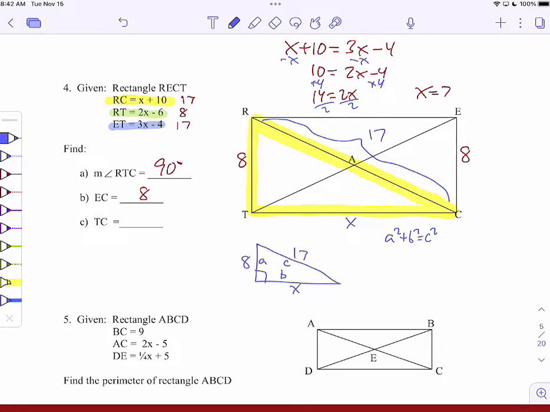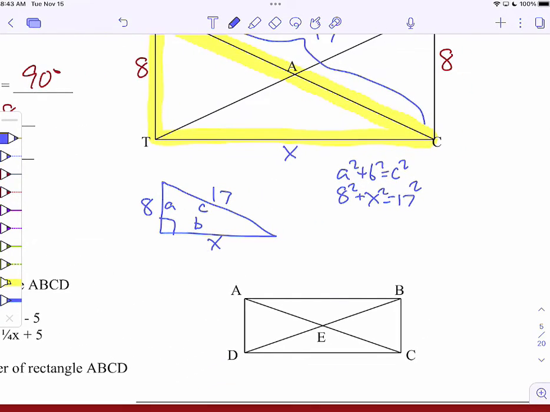So, make sure that the one across from the right angle is the c. The a and the b are the legs, so if you put them in the wrong spot, it doesn't make a difference. I'm going to actually write x squared here. So, oops, c is 17. So x, I don't know. I know the 8, I know the 17. I plug those in, and I just have to solve for x.